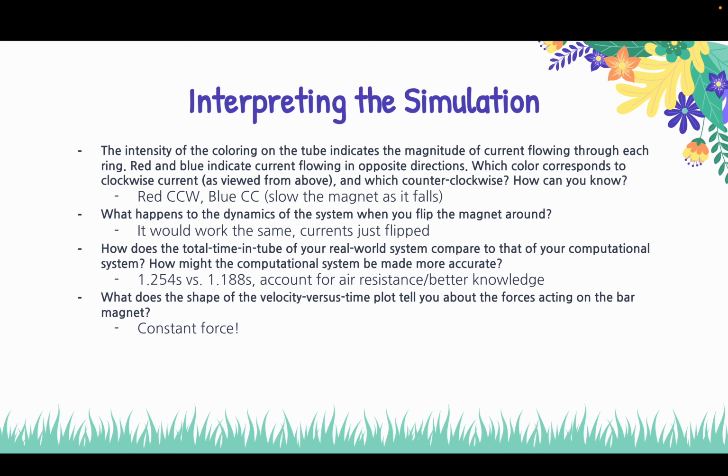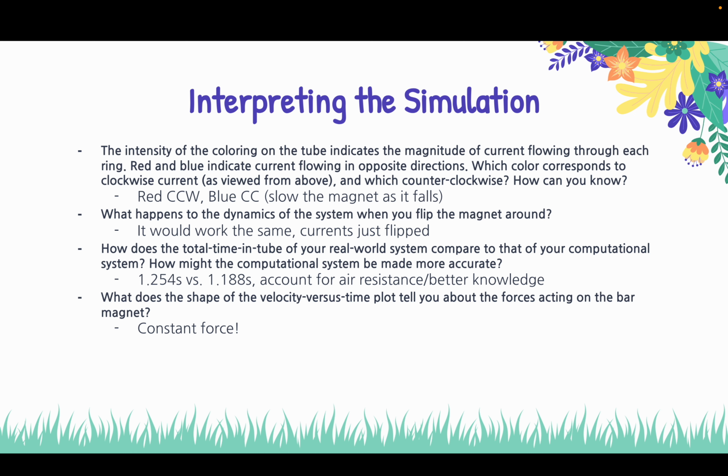What happens to the dynamics of the system if you flip the magnet around? It would work the same, the currents would just be flipped, but it would still be the same time, same speed. How does the total time in the tube of my real-world system compare to my computational one? My real-world was 1.254 seconds, and the computational was 1.188. So in the real world, it took a little bit longer to fall, but ultimately about the same time. And how could I have made my computational system more accurate? I definitely could have had more coding experience and also accounted for air resistance and drag.